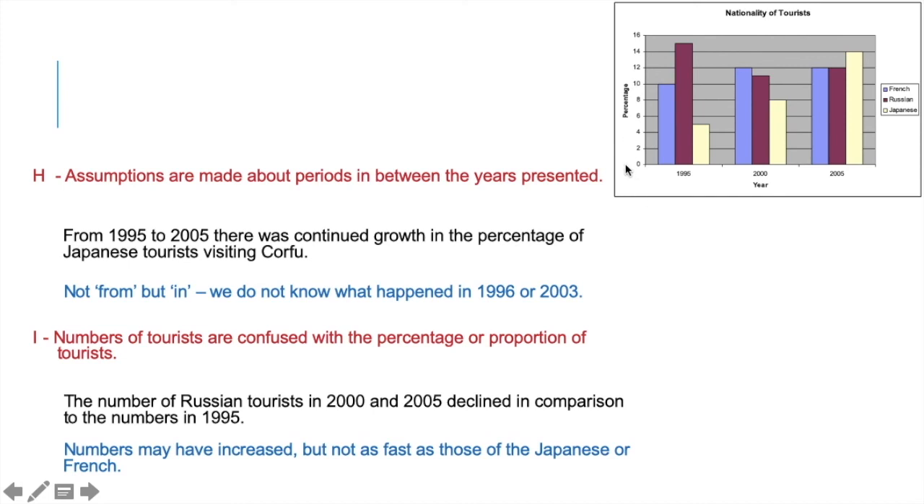If you have tourist numbers in Corfu, go ahead, you can say the numbers, that's fine. But if you see percentage here, you need to reflect that in your language here. Okay?